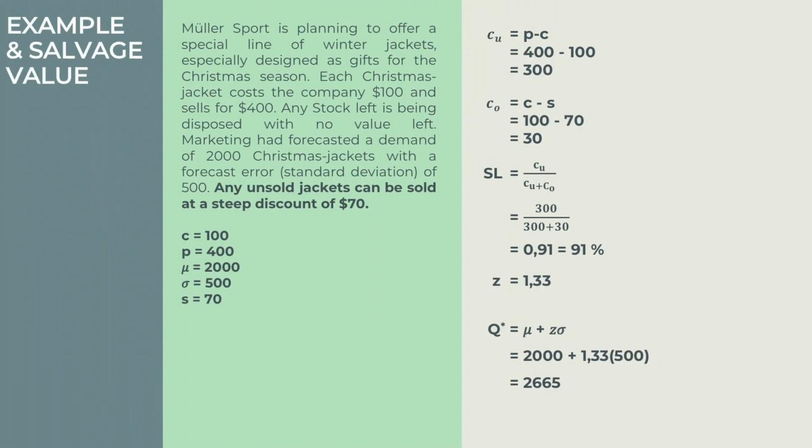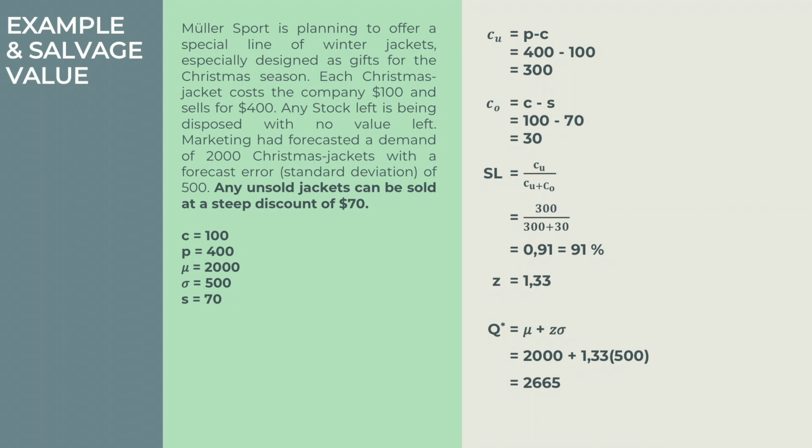Say Müller Sports sells an unsold jacket at a discounted price of $70. 70 becomes our salvage value S. The cost of overstocking reduces from 100 to 30, and the profit optimizing service level becomes 91%. This correlates to a Z value of 1.33, and finally a new profit maximizing order quantity of 2,665.